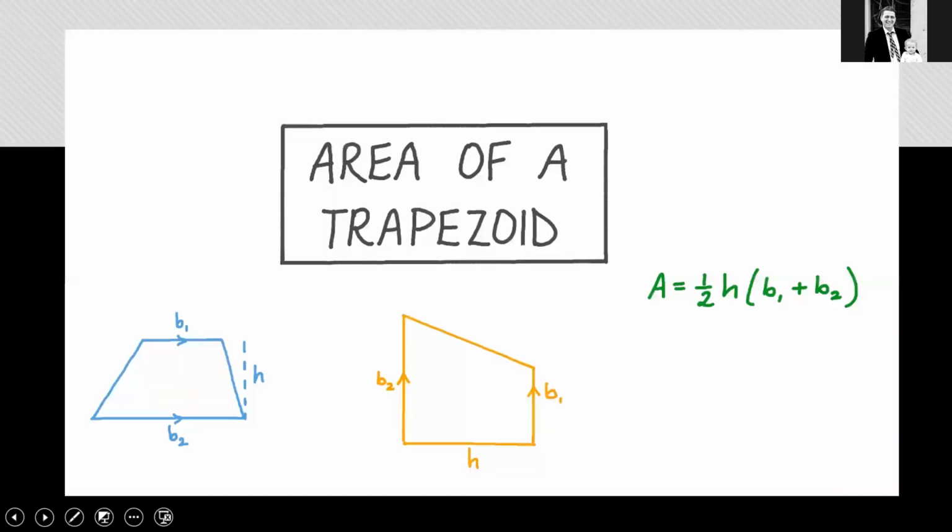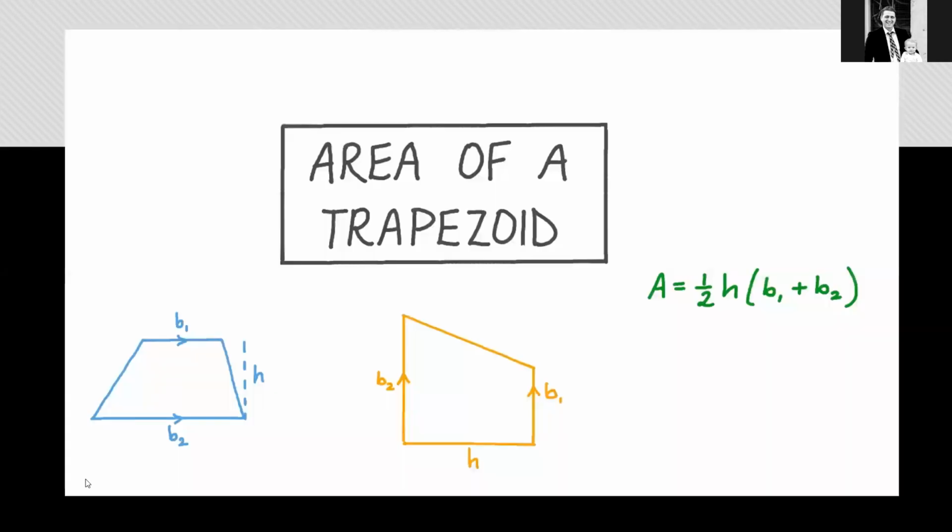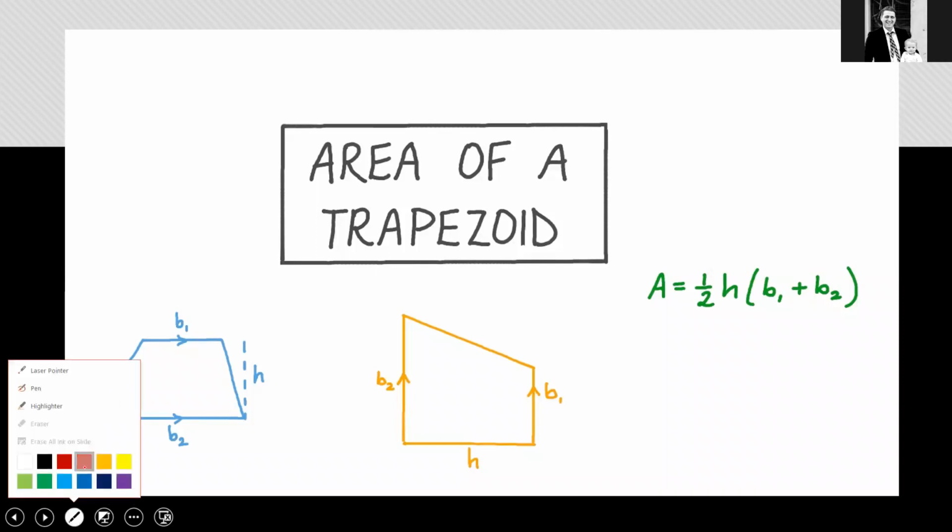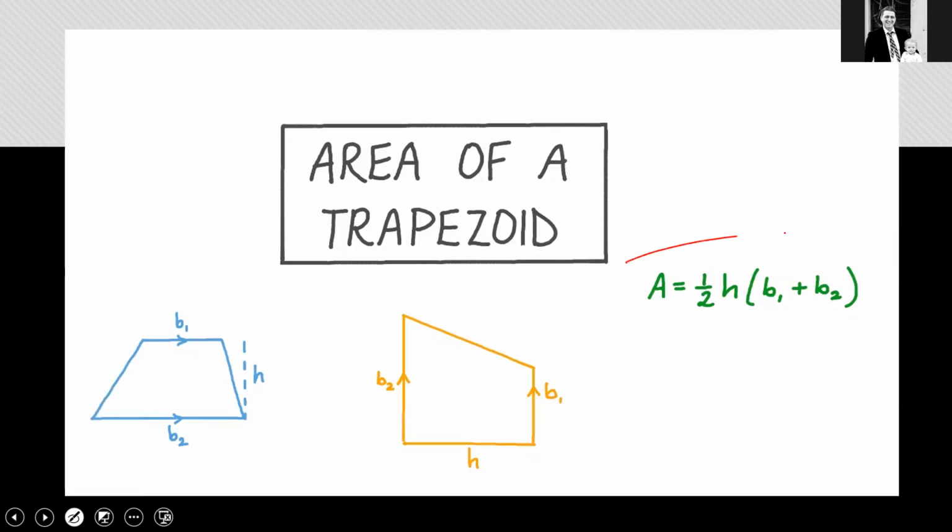Let's talk about trapezoids. Specifically, we're going to talk about finding the area of a trapezoid. Now we see our formula over here, stating that area is equal to 1/2 the height times your two bases added together, or times the sum of your bases.